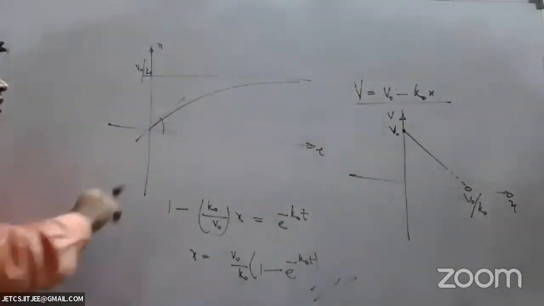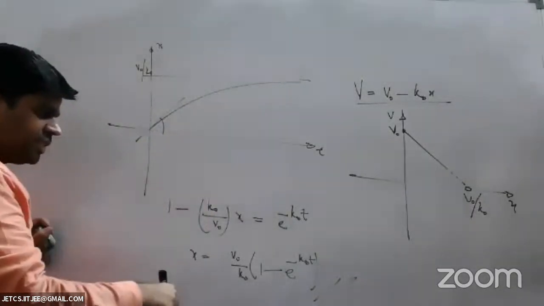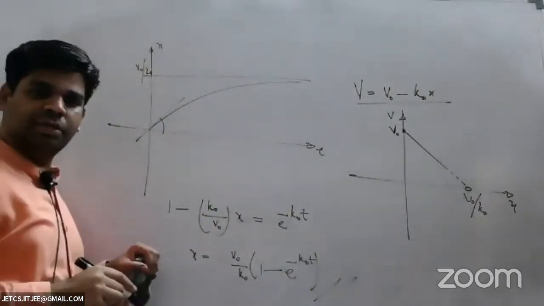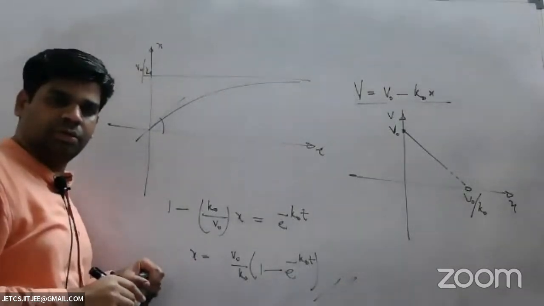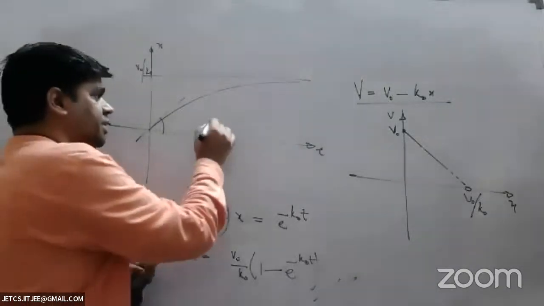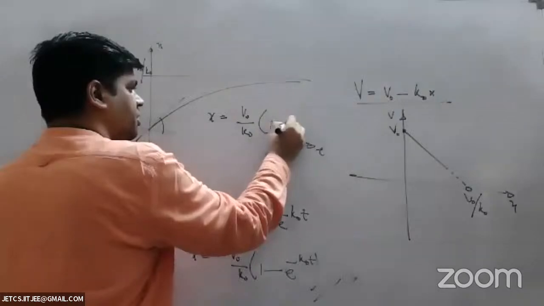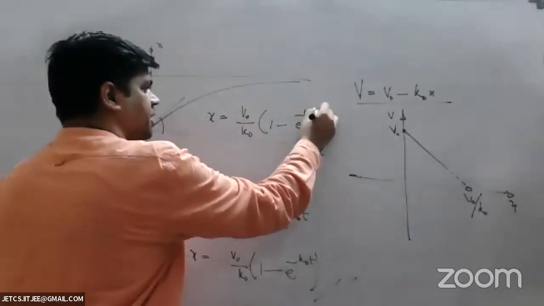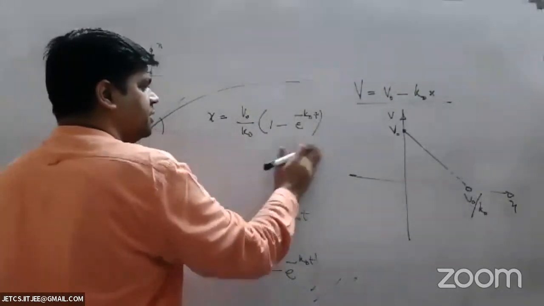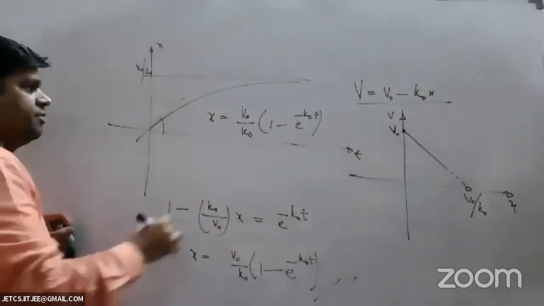Alright. So I've got x as a function of t this way. Once I get x as a function of t, if I differentiate, I'll get v as a function of t. Now differentiate this function and let me know what is v as a function of t. So x is equal to v0 by k0 into (1 minus e power minus k0 t). I want you to differentiate this function and find v.